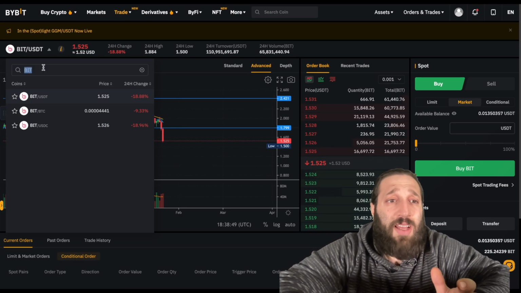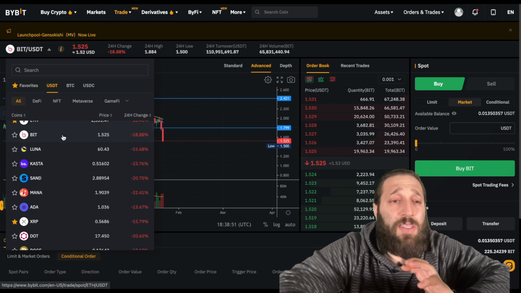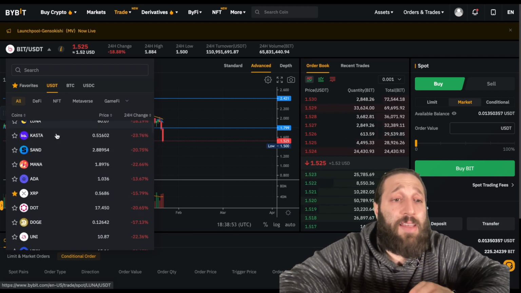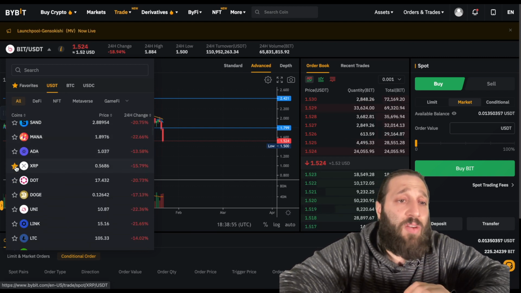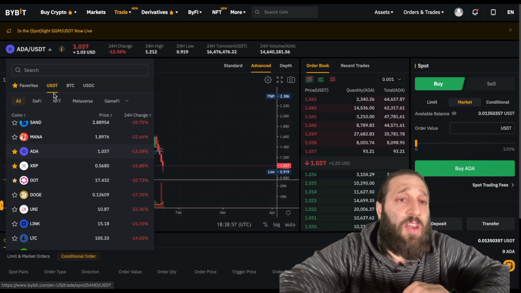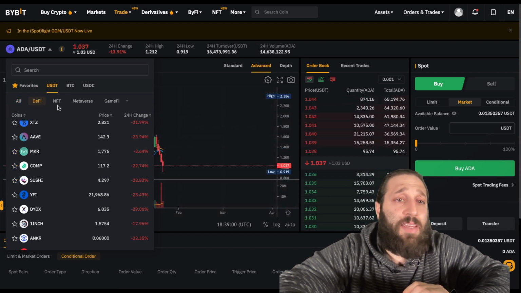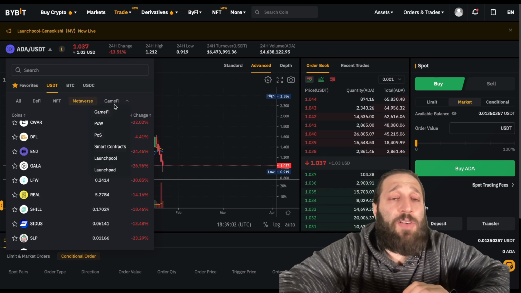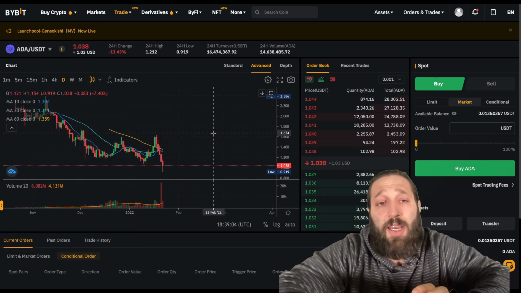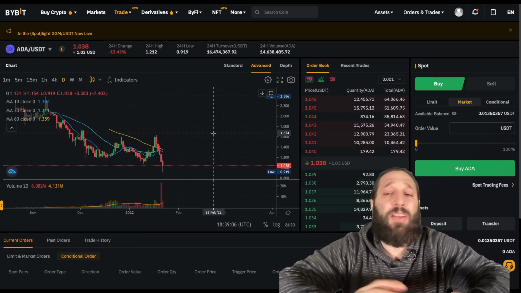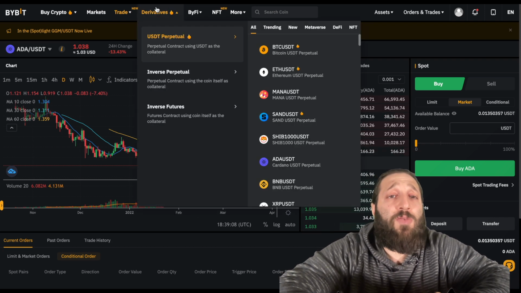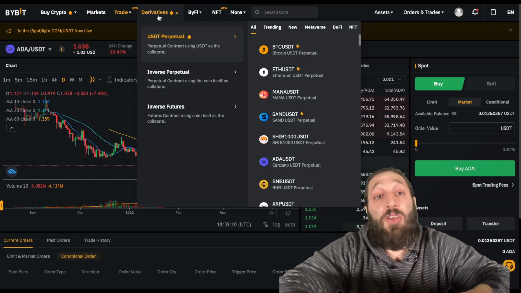Pretty much showed you guys how to do that, how to transfer your tokens to the spot side. You can add tokens to your favorites right here. You can switch over to the popular tokens, DeFi, NFT, Metaverse, GameFi. So this is spot trading. You're taking the assets you have and just turning it into other altcoins. We're going to head over to derivatives so you can actually use leverage.